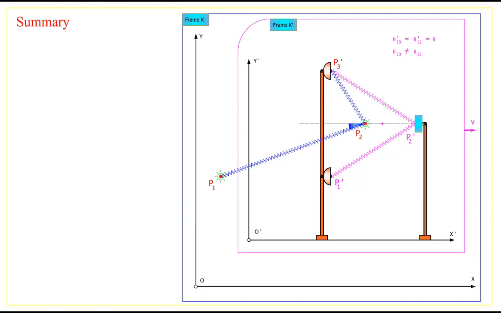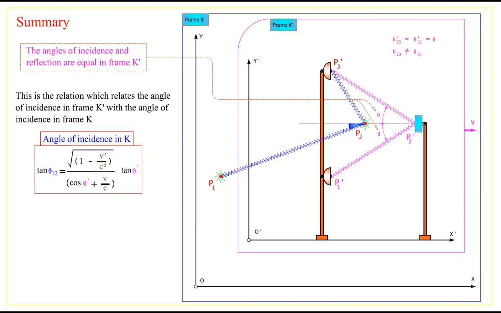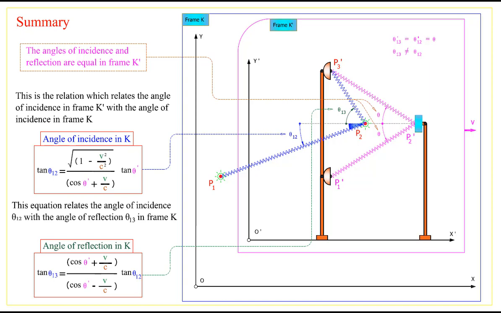we will summarize the previous results. The angles of incidence and reflection are equal in frame K'. This is the relation which relates the angle of incidence in frame K' with the angle of incidence in frame K. This equation relates the angle of incidence θ12 with the angle of reflection θ13 in frame K.